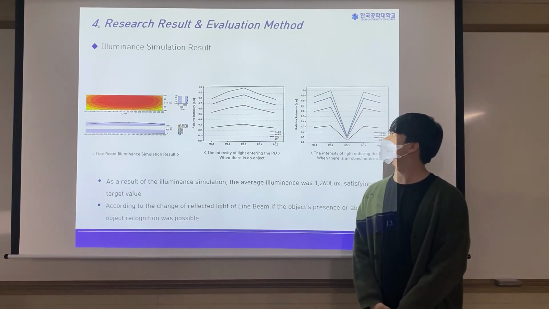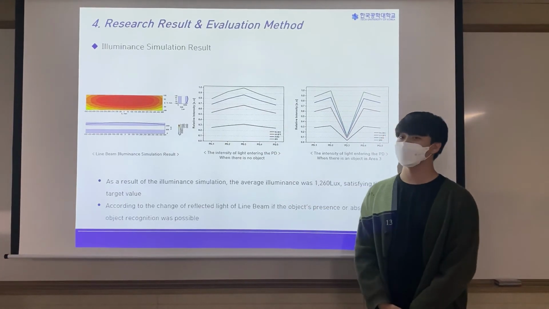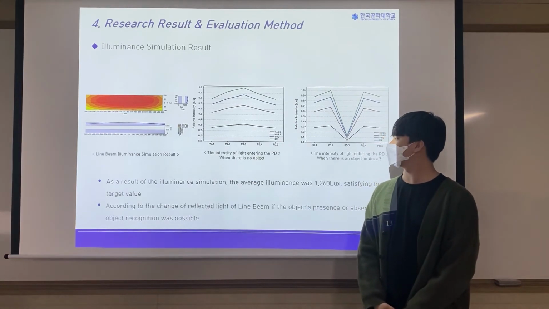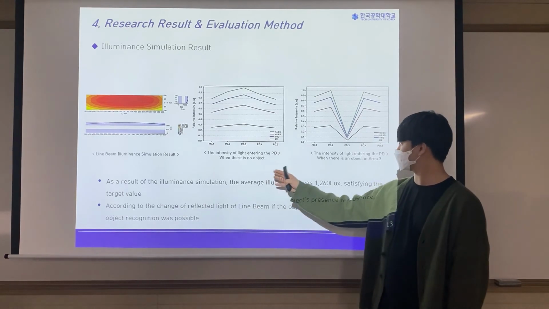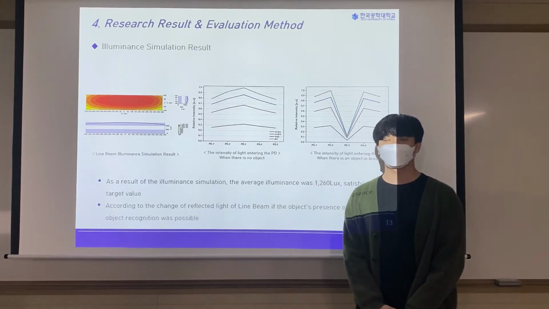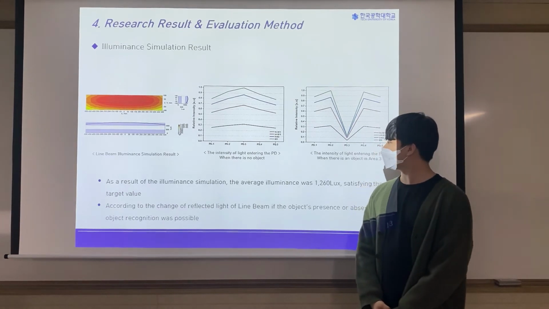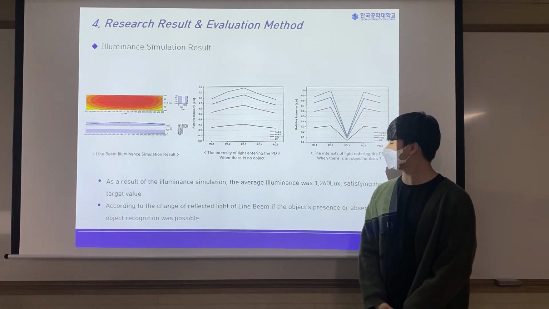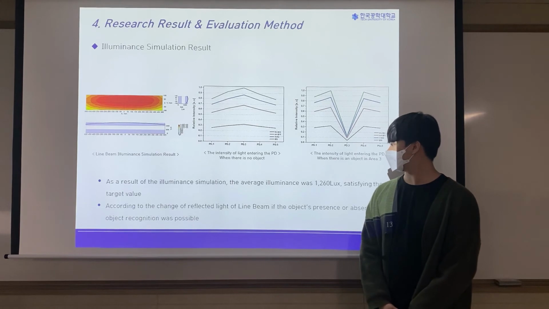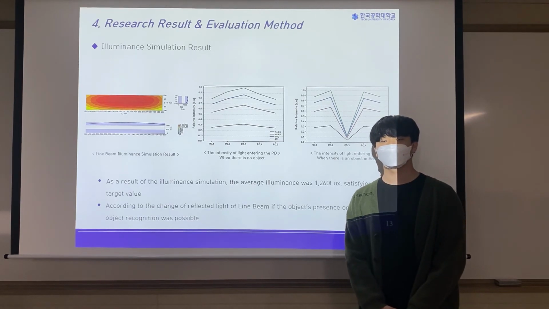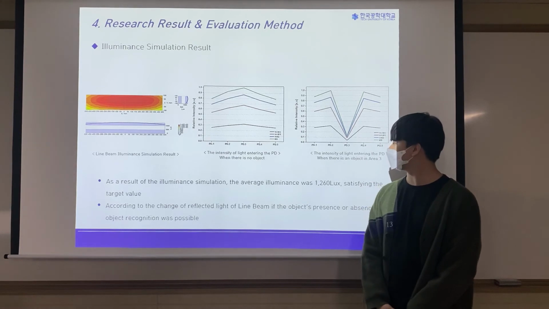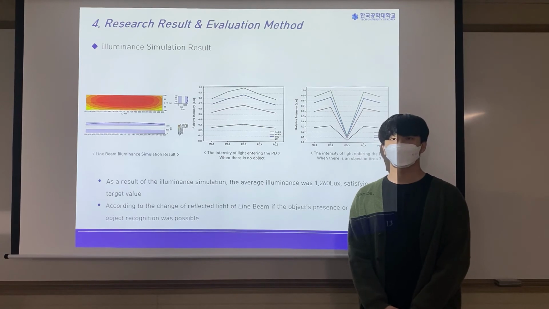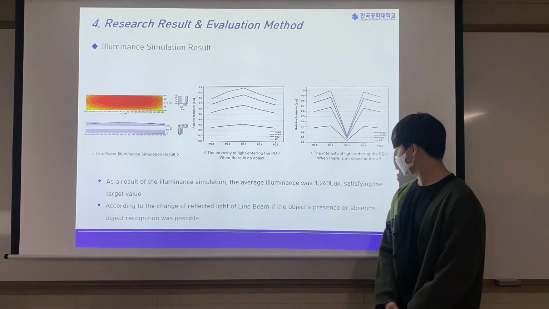Now, let me tell you about our research result. The left picture shows the results of the line beam illumination simulation. And these two pictures are light intensity graphs that come into the PD when objects are absent or exist in area 3. As a result of the illumination simulation, the average illuminance is 1260 lux. It was confirmed that the target value was satisfied. Comparing the two graphs, light intensity when an object was present was 8 times higher than when an object was not present. These results confirm that object recognition is possible.